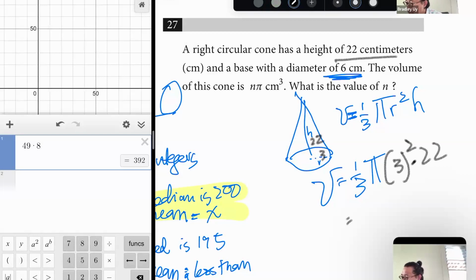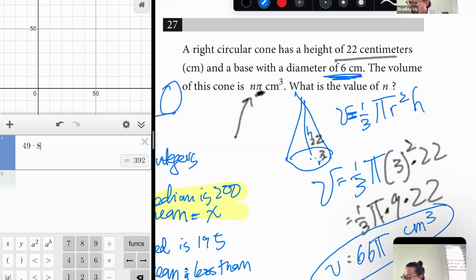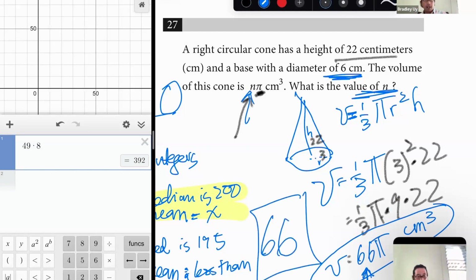So I'm plugging into this formula. I have 1/3 pi times 9 times 22. If I move the pi in front, because we're not including pi, and we're just solving for this constant n, I will have 1/3 times 9, which is 3. 3 times 22 is 66. So I have 66 pi. And this will be in centimeters cubed. And that's the volume. Okay, so what are they asking for? They're asking for the value of n, which is this guy in front of the pi. So my answer is 66.